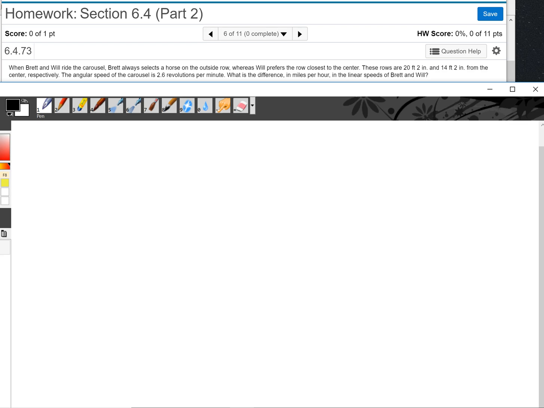So I'm starting with number 6. So let's see what we have here. When Brett and Will ride the carousel, Brett always selects the horse on the outside, real life here, people, whereas Will prefers the row closest to the center. So here are a couple things we know, right? We have this carousel, and these rows are 20 feet 2 inches and 14 feet 2 inches from the center respectively. The angular speed of the carousel is 2.6 revolutions per minute. What is the difference in miles per hour in the linear speed of Brett and Will?